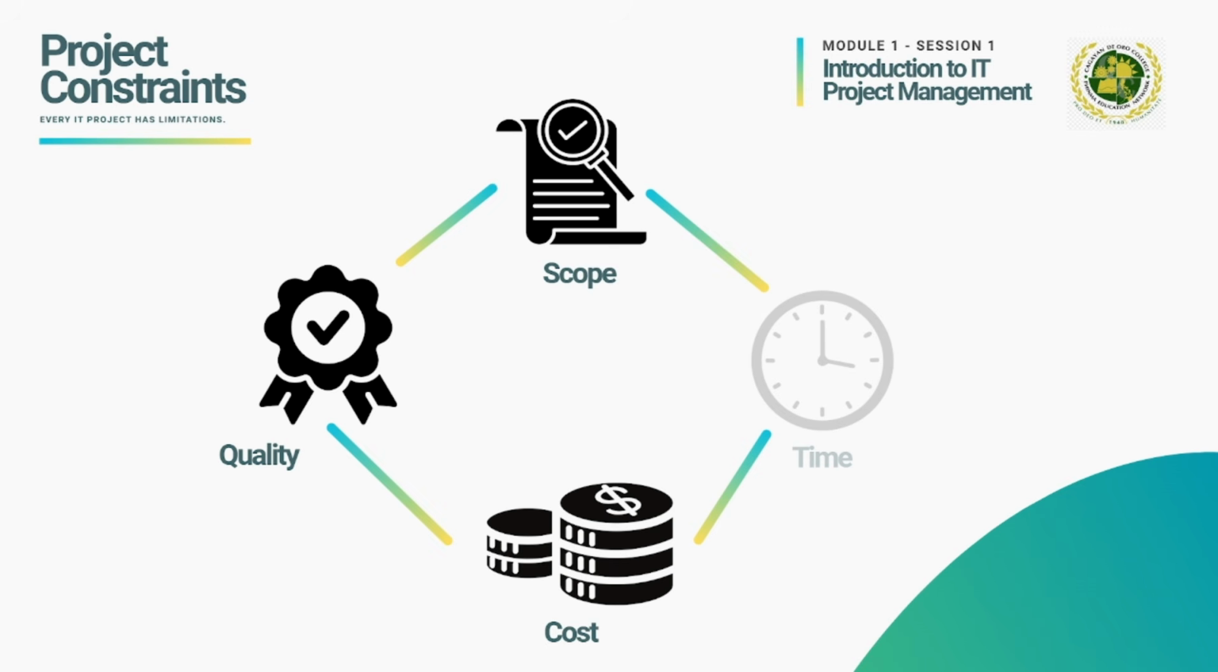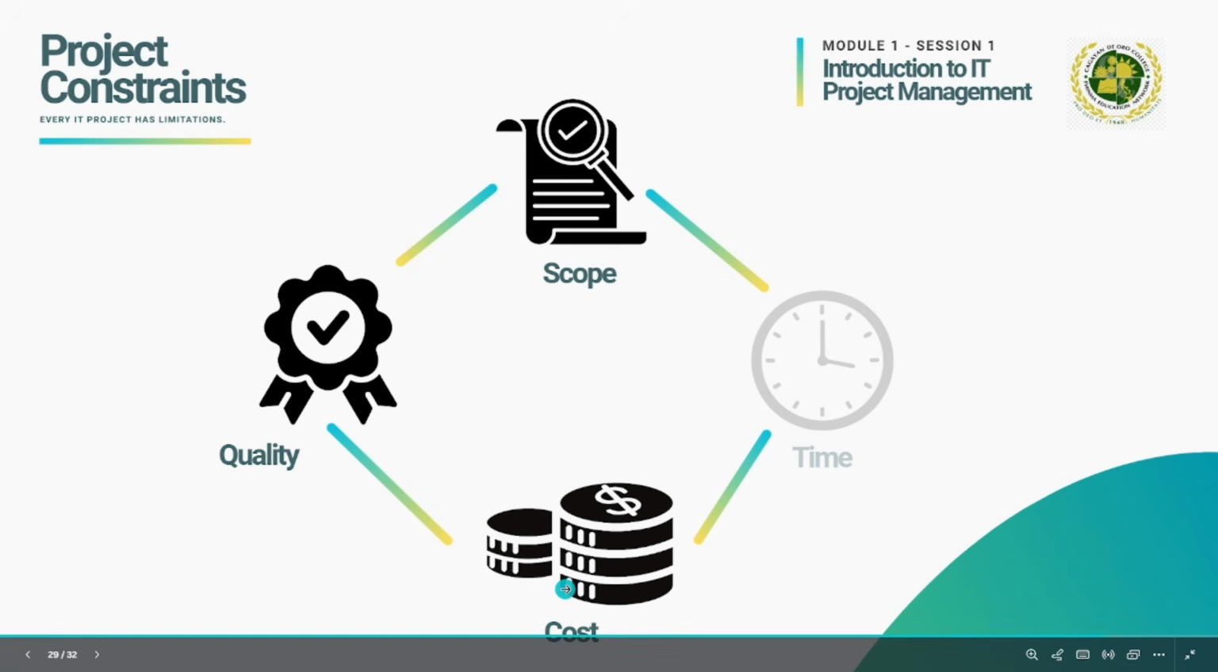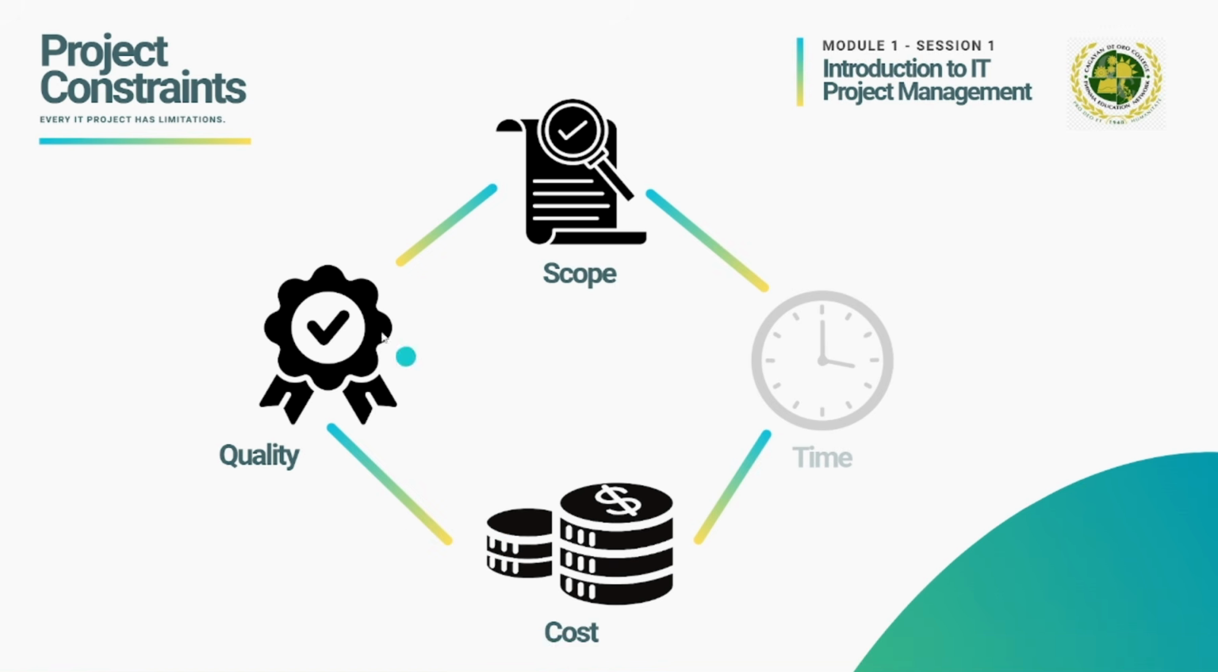Now, what are the four constraints? There is scope, time, cost, and quality. Scope is more of a feature. Time is to set deadlines or realistic end goals. The cost is your resources, your budget, your equipment used for building the project. And quality is what? Quality is the feedback from your project.